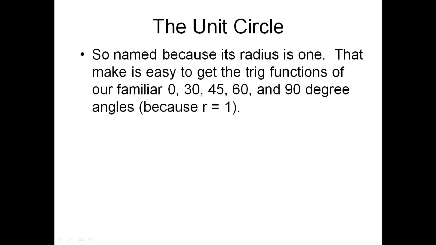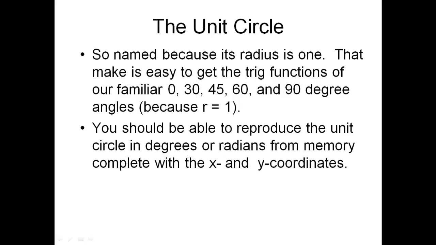The unit circle, of course, is named that because it has a radius of 1, and that makes it easy to get the trig functions of your familiar 0, 30, 45, 60, and 90 degree angles because the radius is 1. You should be able to reproduce that unit circle in degrees or radians from memory, complete with the x and y coordinates, and you should also be able to give the sine, cosine, tangent, cosecant, secant, and cotangent values for any of those angles on that unit circle.